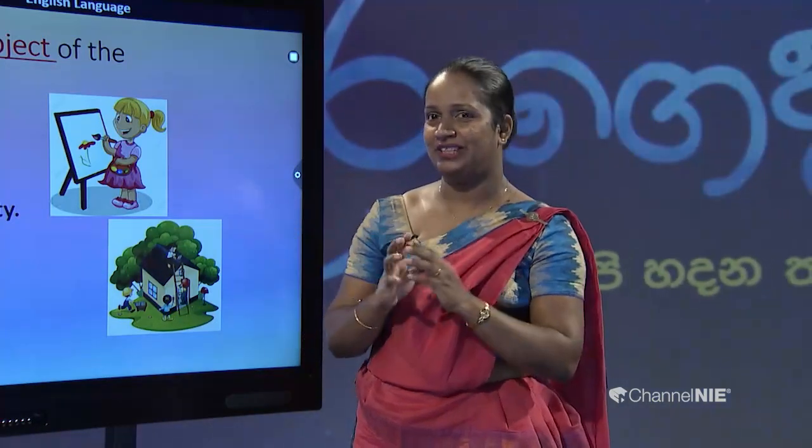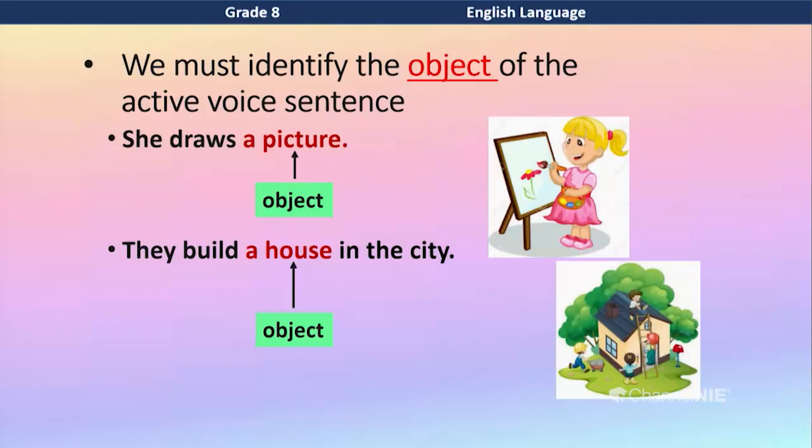Miss Chamari, can you read the first sentence? She draws a picture. What is drawn by her, Miss? A picture. A picture, yes. A picture is the object in the first sentence. And if we get a longer sentence, children, you have to find the object out of the set of words. So, it will be a little harder if you do not understand it properly.